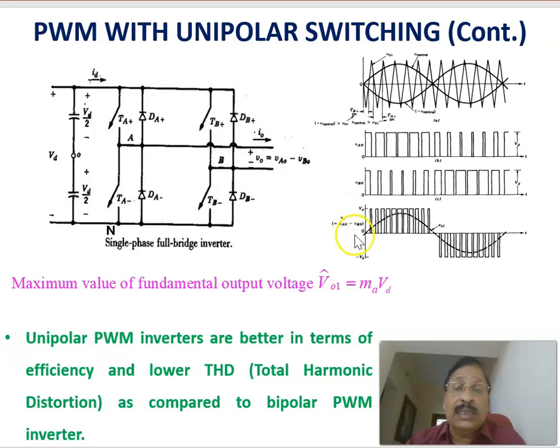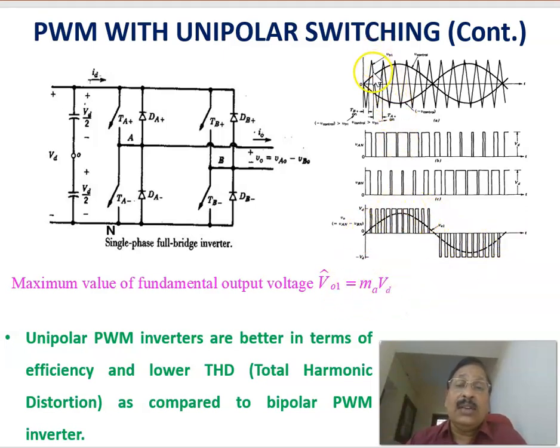The maximum output voltage of the fundamental is given by this one, which is equal to MA into VD, where MA is called the modulation index, the amplitude modulation index, which is actually the ratio of the maximum magnitude of the control voltage or modulating voltage divided by the maximum magnitude of the triangular signal. Normally, as I told you, the triangular magnitude won't be disturbed. We'll be changing the magnitude of the modulating or reference signal. By changing that, you can change the MA so that the maximum magnitude of the fundamental can be changed.